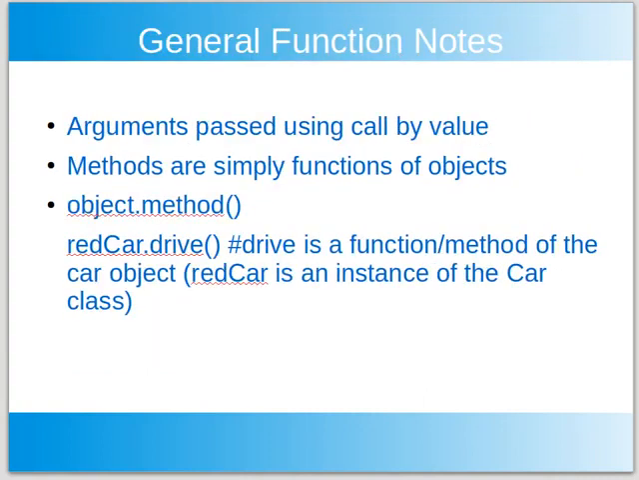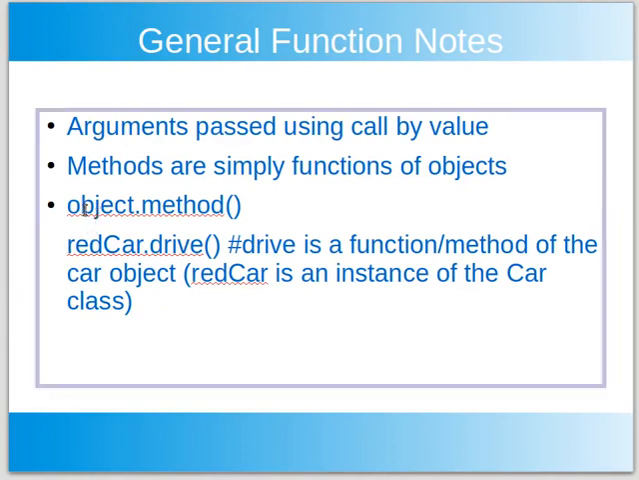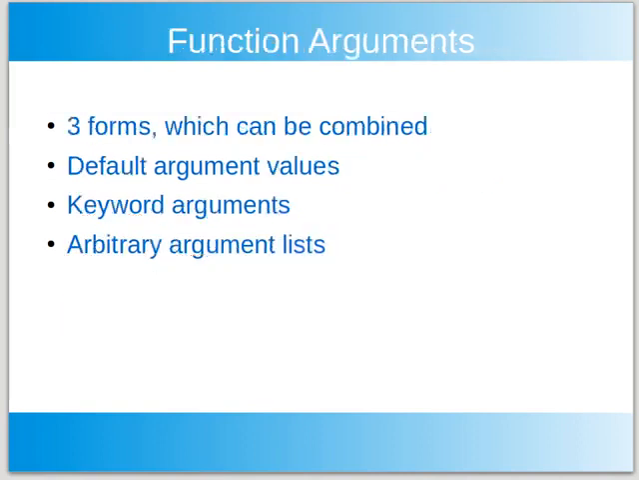General function notes. Arguments are passed using call by value. Methods are simply functions of objects, so the format would be object.method. A method is again just a function that happens to be part of an object. So here's the example, redcar.drive. Comment: drive is a function, or method, same thing, of the car object. Redcar is an instance of the car class, and we'll cover classes in a future lesson.